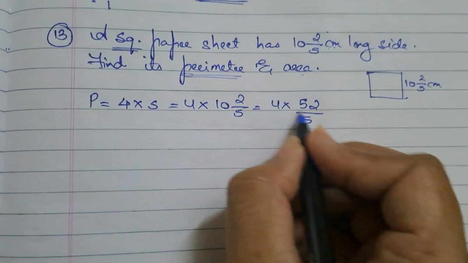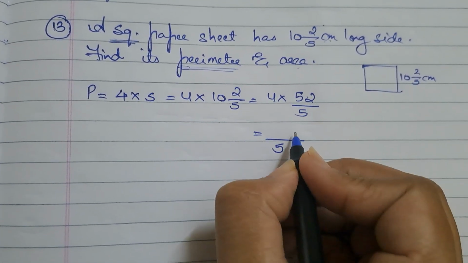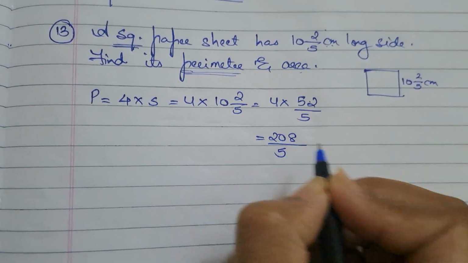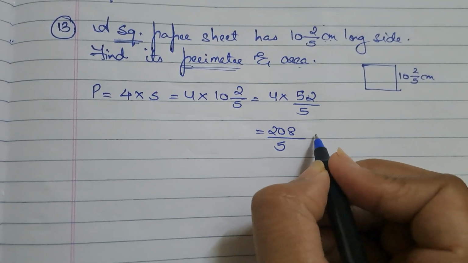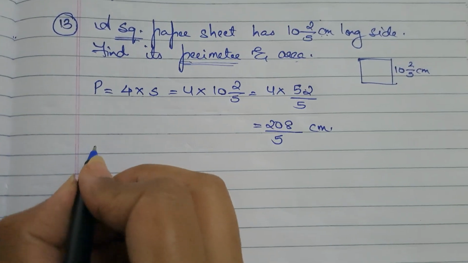When I do it, it cannot be reduced further. So it remains as 5, and this multiplies, 208 upon 5 would be the answer. This is in centimeters. Okay, and let's find the area now.